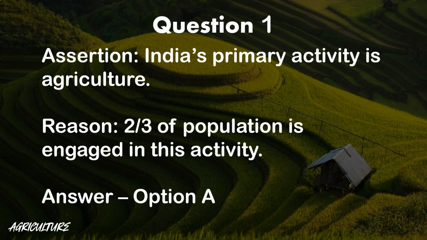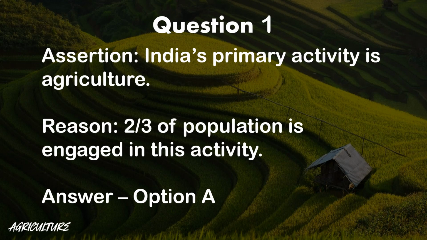Assertion is true, reason is true, and reason is the correct explanation of the assertion, because the assertion says that India's primary activity, or the activity the majority of Indian citizens participate in, is agriculture. And so 2/3 of the population is engaged in this activity. The statistic is also true. It's the first line in our textbook in the lesson agriculture. So both assertion and reasoning are true, and it's the correct explanation.